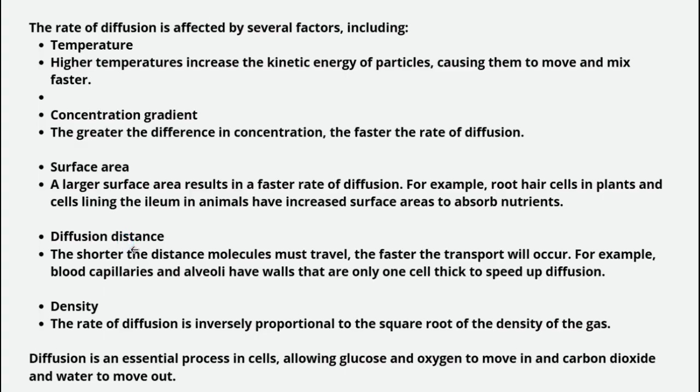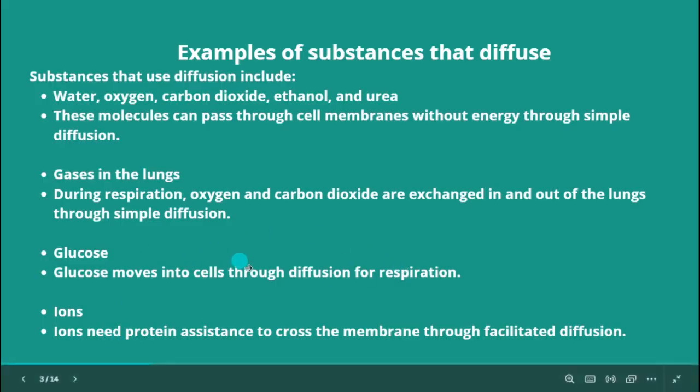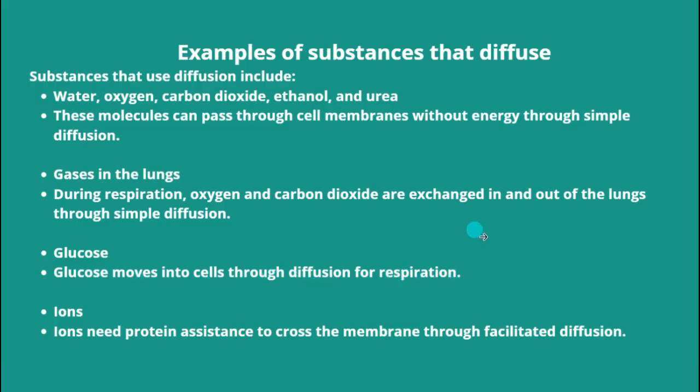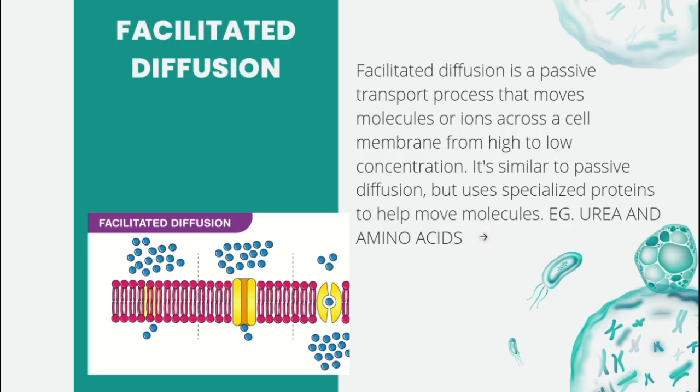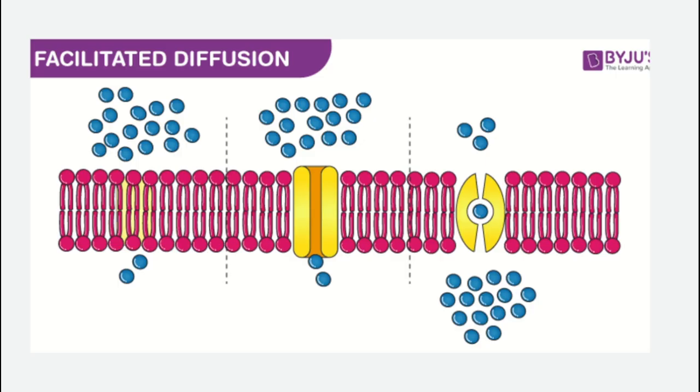Now back here we say that glucose moves into cells through diffusion for respiration. Glucose is a molecule that can either use facilitated diffusion, or it can also go through active transport to get across the membrane.